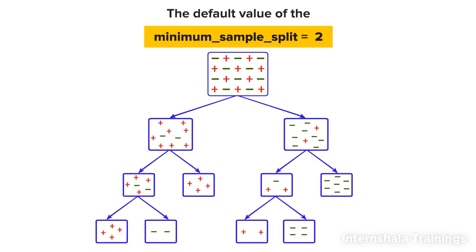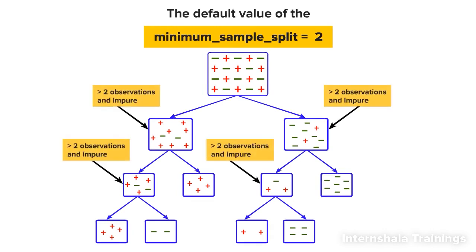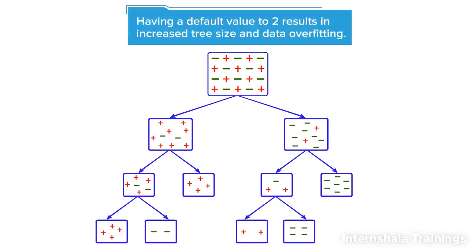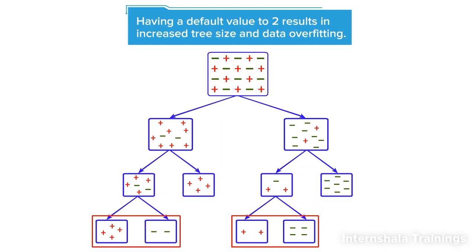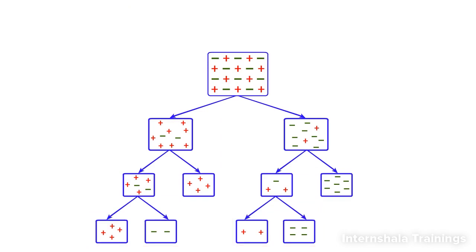The value of 2 means that if any terminal node has more than 2 observations and is not a pure node, it can be split further into subnodes. Having a default value of 2 poses the issue that the decision tree often keeps on splitting until the nodes are completely pure. As a result, the tree grows in size and therefore overfits the data.